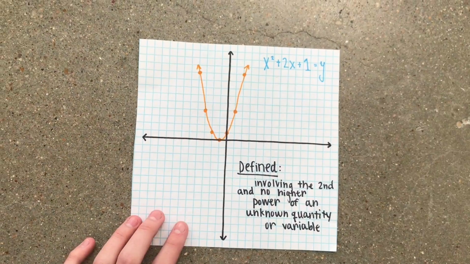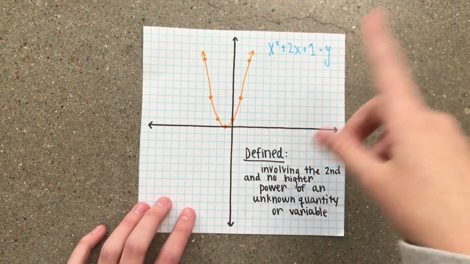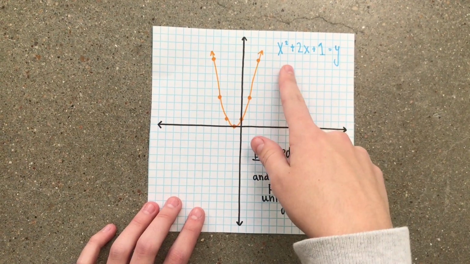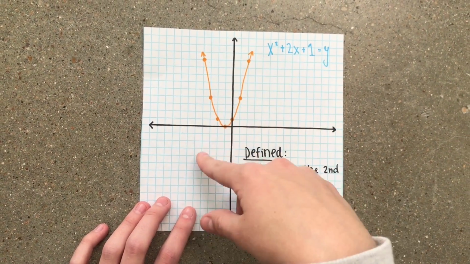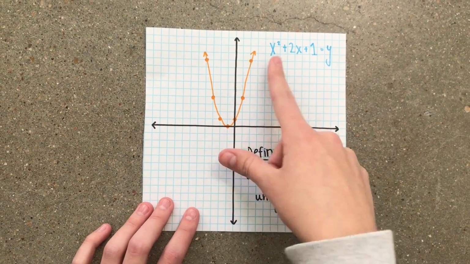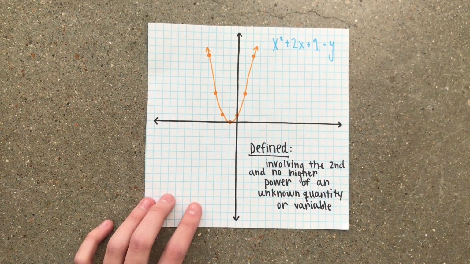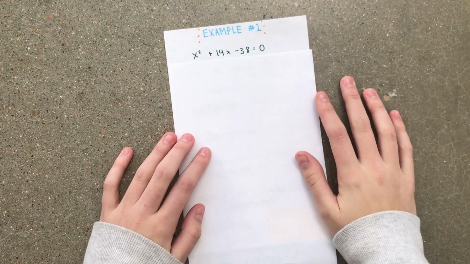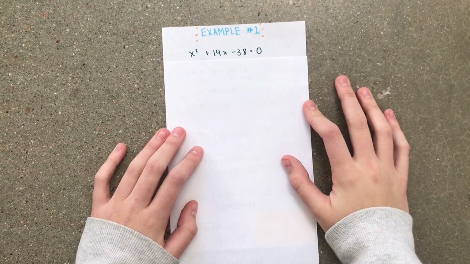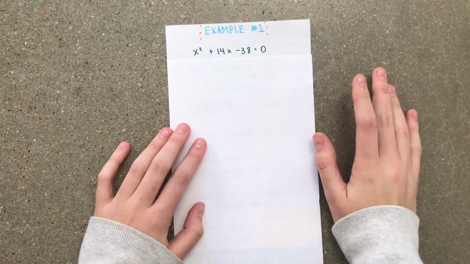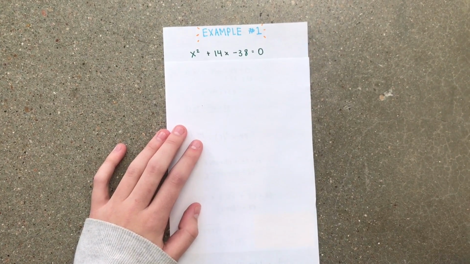Okay. So here's just a basic example of a quadratic, x squared plus 2x plus 1. And then here's an example of what that would look like on a graph. To start out, we're going to start with example 1. So we have x squared plus 4x minus 38 equals 0. We're just trying to solve for x.